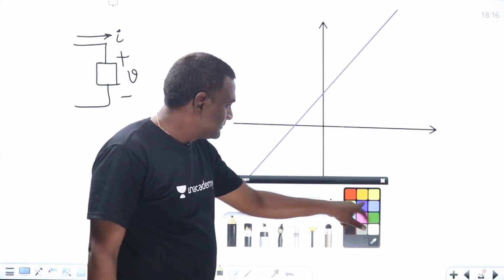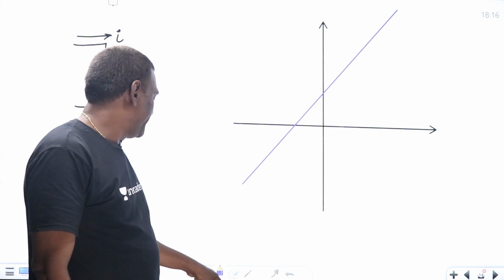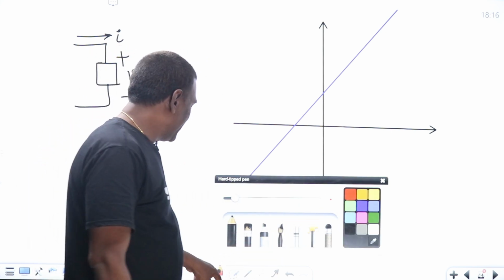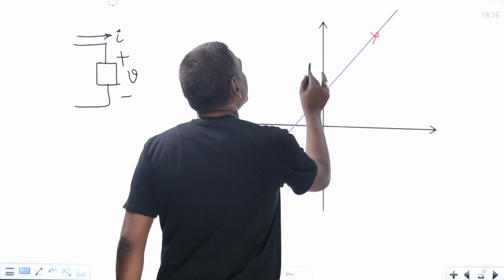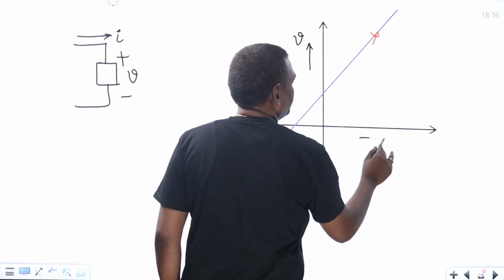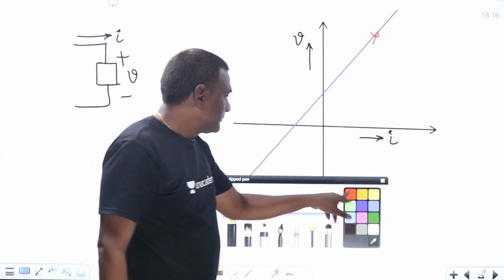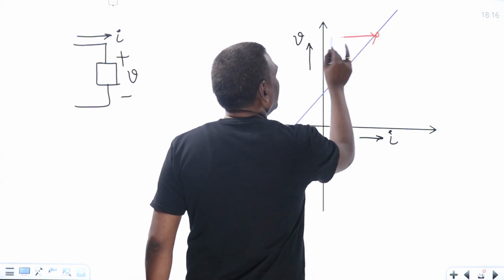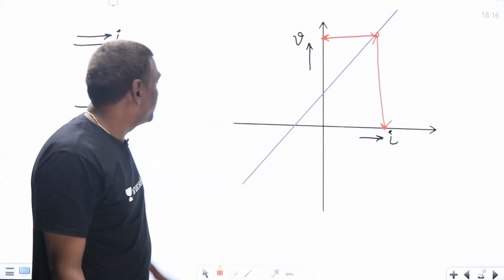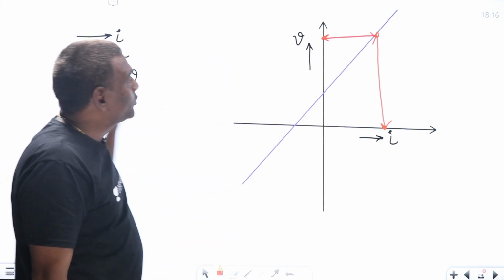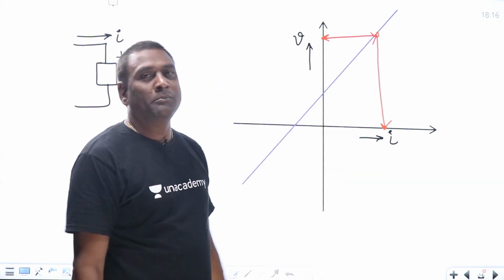Now let us see. First of all, let us start with active and passive. If you see here, let me consider this particular point. I'm sorry, I have to show voltage here and current here. Now, if my operating point is here, voltage magnitude is positive, current magnitude is positive, multiplied by positive is positive, and the passive sign convention is followed. So if the operating point is here, it is actually absorbing power.